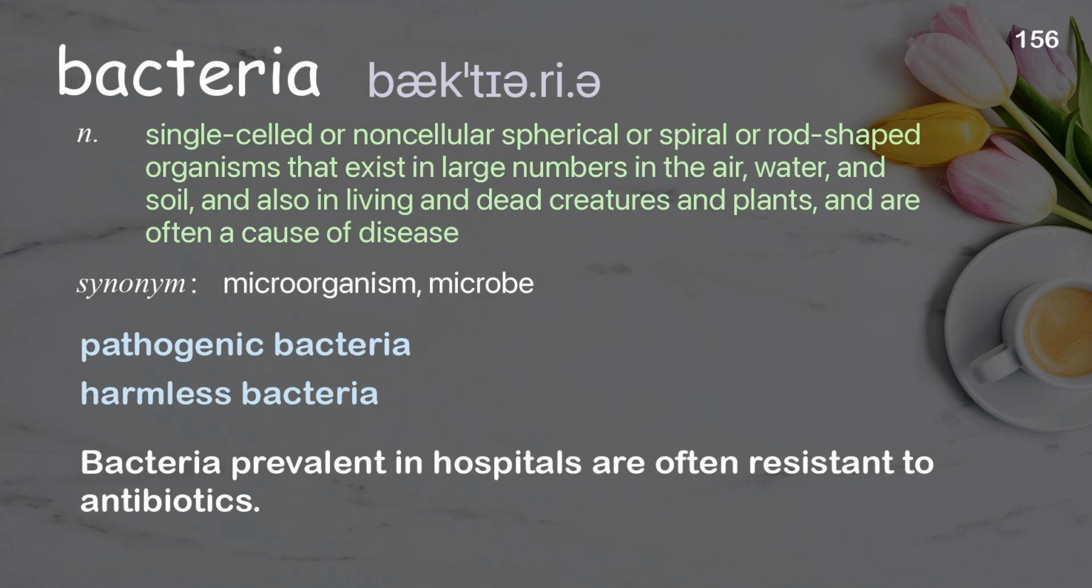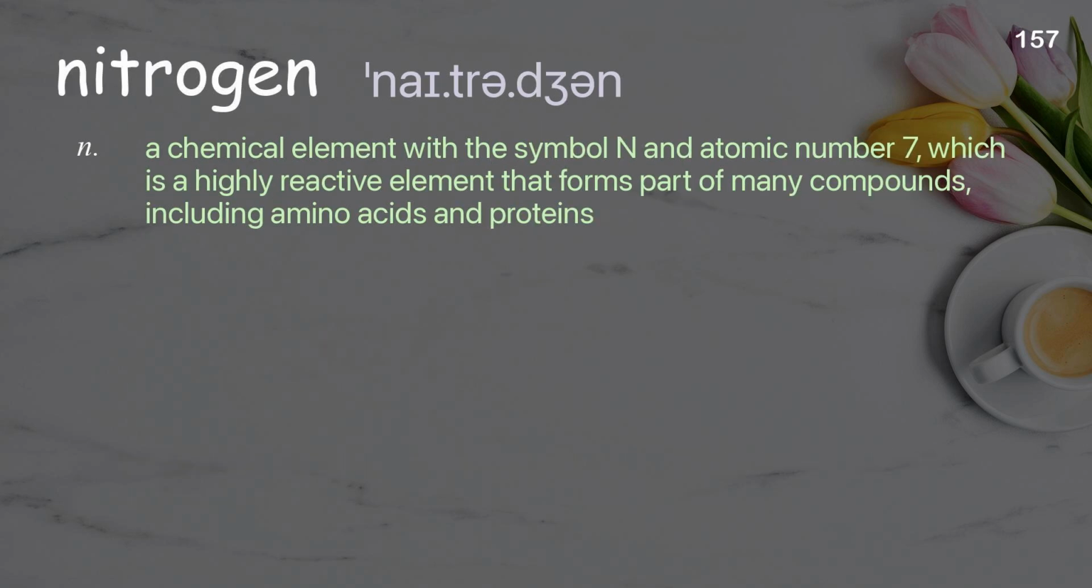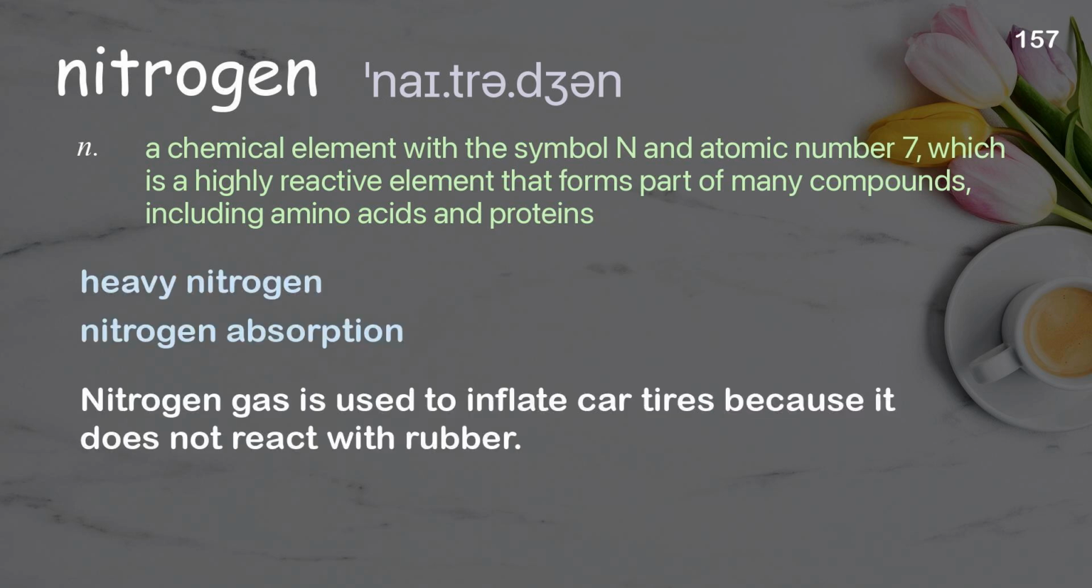Nitrogen. A chemical element with the symbol N and atomic number 7, which is a highly reactive element that forms part of many compounds, including amino acids and proteins. Examples: Heavy nitrogen, nitrogen absorption. Nitrogen gas is used to inflate car tires because it does not react with rubber.